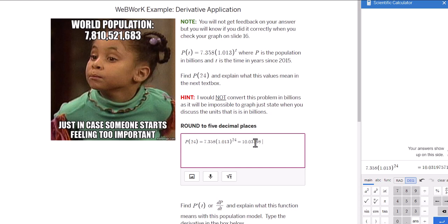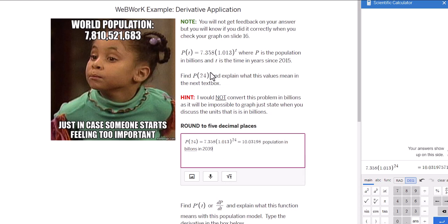And this is the population. So this is the population, it tells you in billions, in 2039, because 2015 would be P of 0, so in 24 years, this would be in 2039.